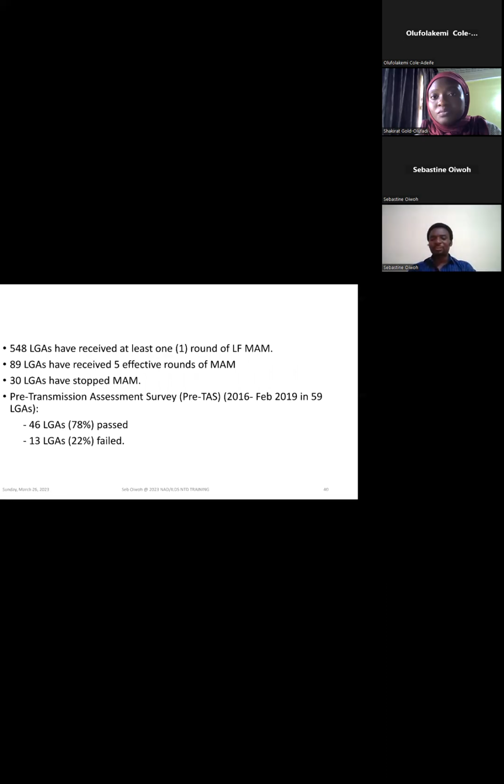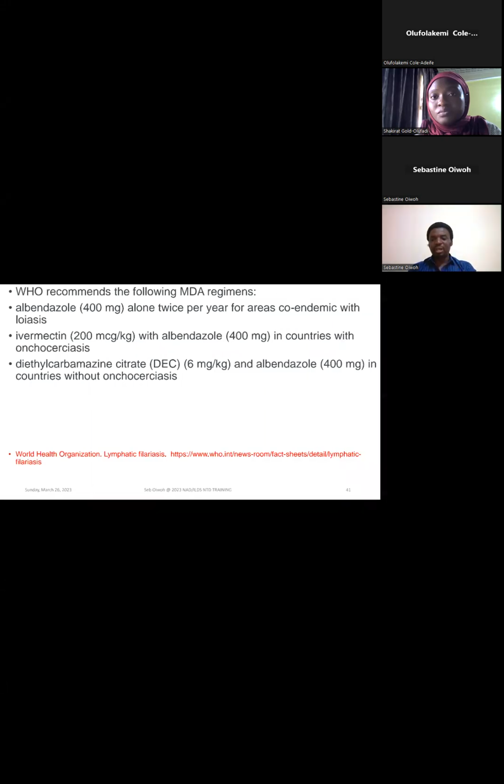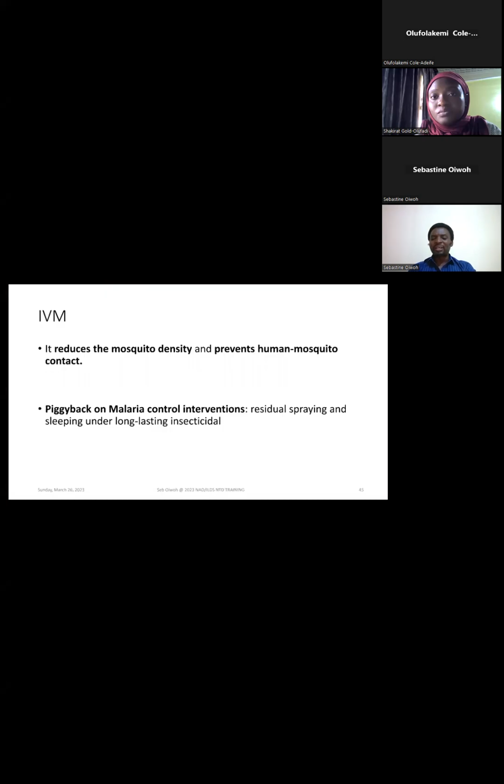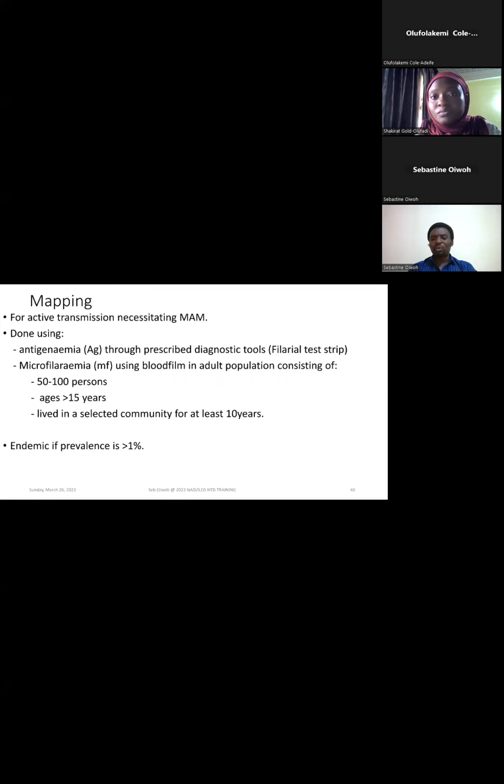And the assessment has a few things I've tried to put in place. The criteria would include, of course, mapping. You map the area, and to the best of my knowledge, mapping has been done for quite all the local governments in Nigeria. So once that has been done, the pre-task assessment can be carried out on the specific endemic areas.